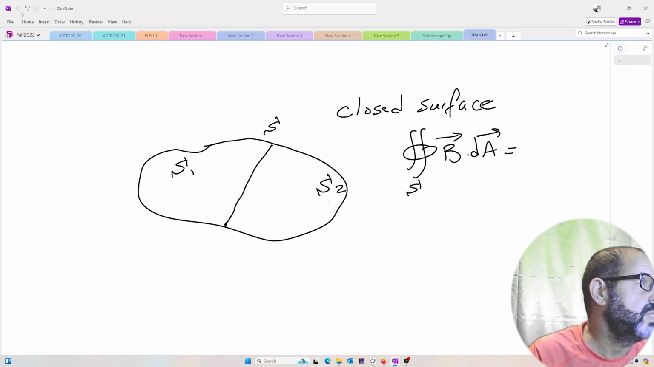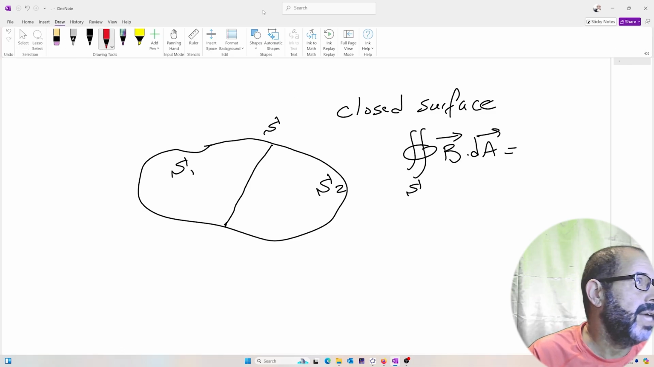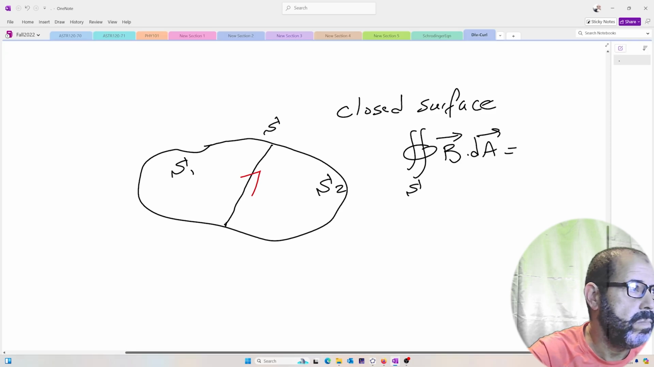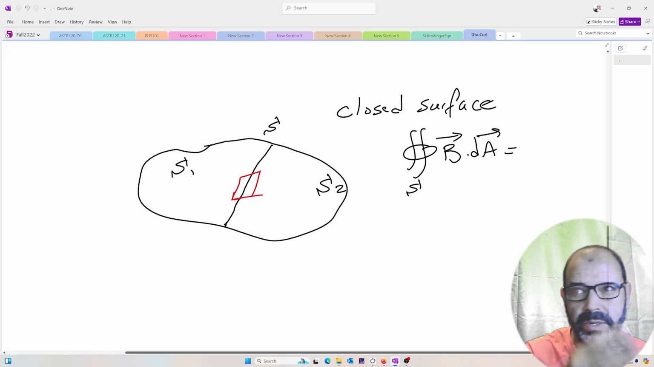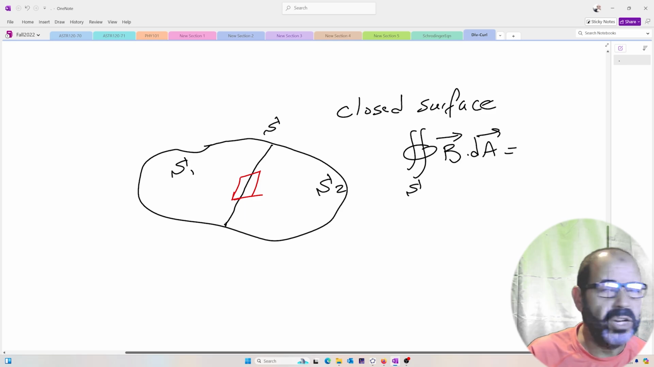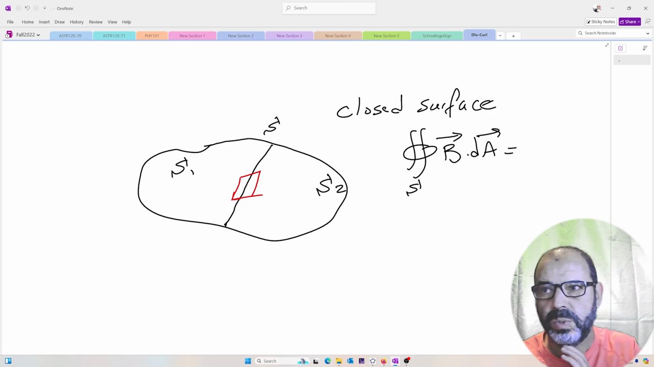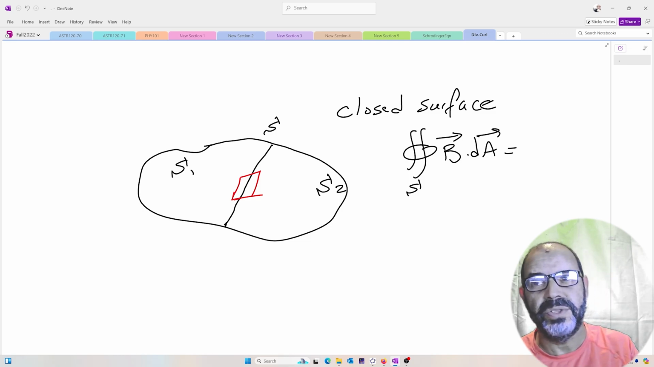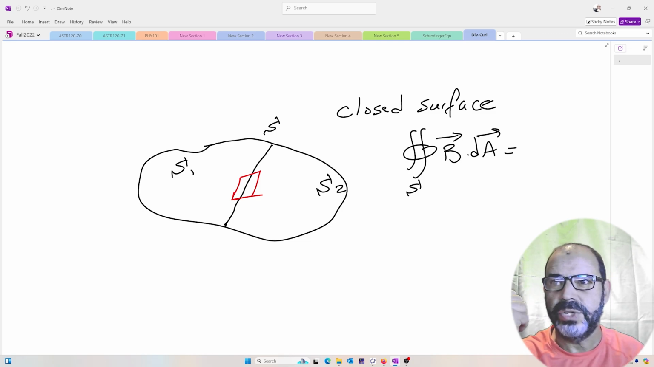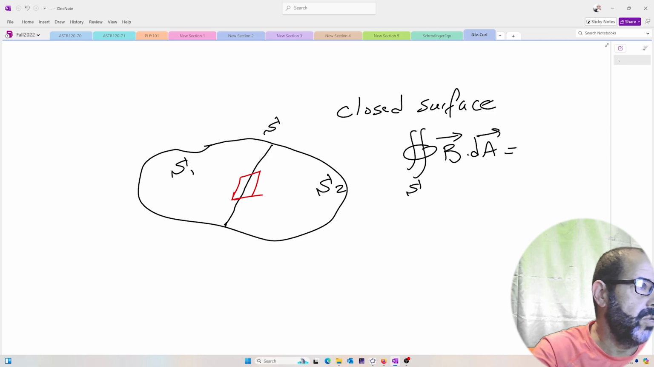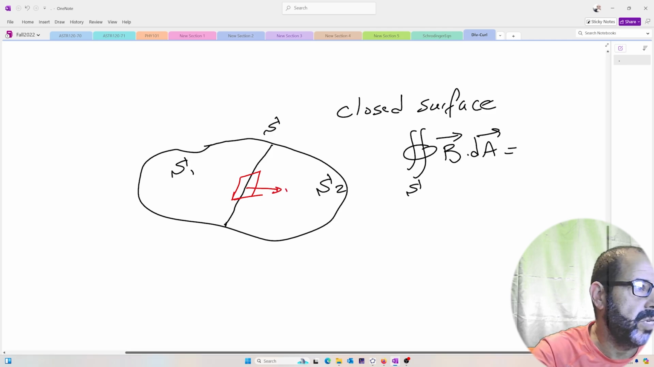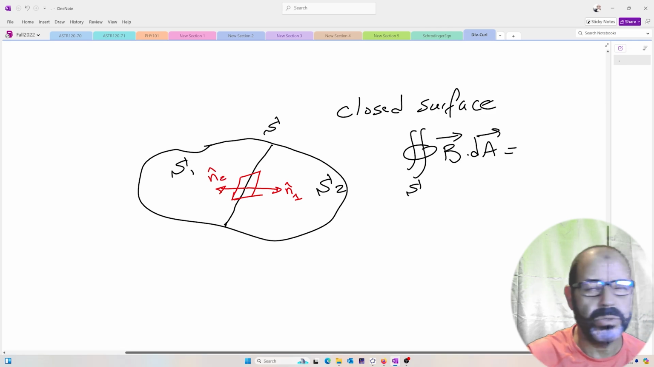So for that, let me change the color quickly. For that, I'm going to imagine in here that there is a patch of surface, okay? Part of that where I made the cut, okay? And that, of course, has the same area whether I'm looking at it from the S1 side or from the S2 side, but the orientation is not necessarily the same. We're going to follow the right-hand rule, and we're going to say for surface S1 it is going to point in this direction, which I'm going to call N1 hat, okay? And for surface S2 it is going to point in the opposite direction, N2 hat.